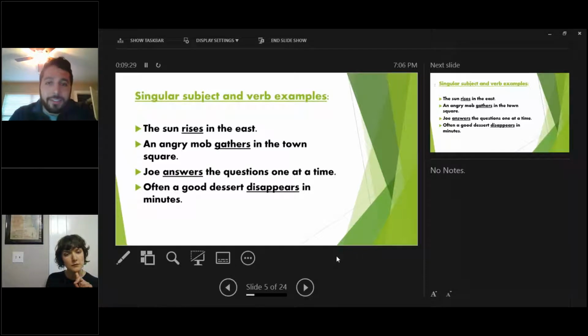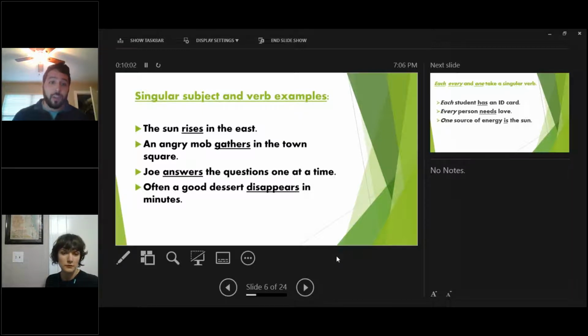The sun rises in the east. So the sun is a singular subject, a noun, and it rises in the east. Rise is the verb, and it has an S on the end because it's a singular verb, and it's agreeing with the singular subject. An angry mob gathers in the town square. An angry mob might seem like a lot of people, but it's one mob, it's one collective group. And so in this instance, it's a singular subject, and so it needs to be accompanied by a singular verb. Gathers, in this case, again, the singular verb has an S on the end.